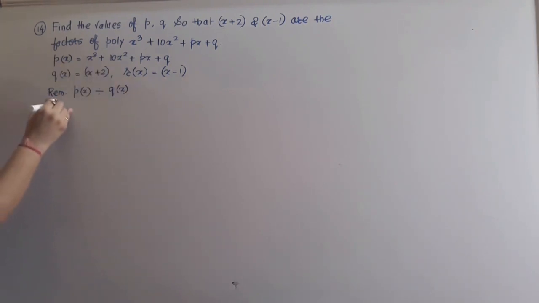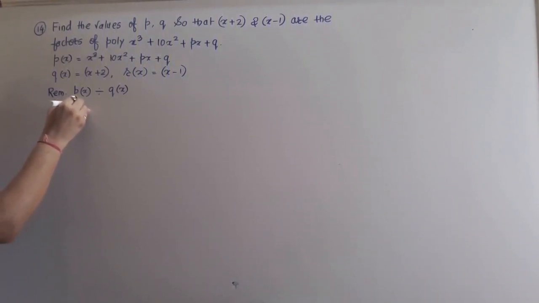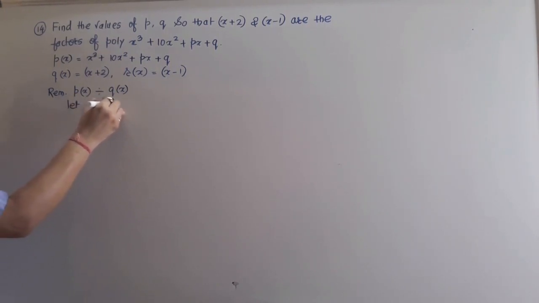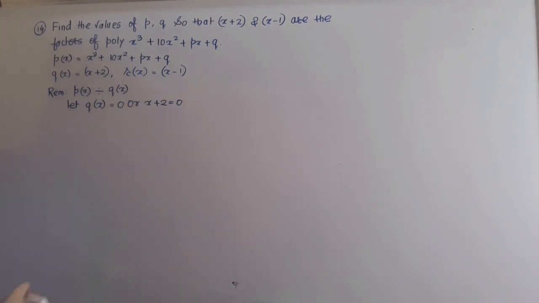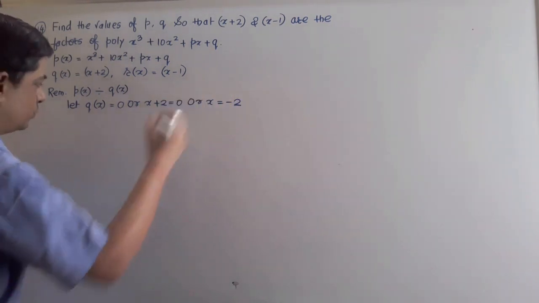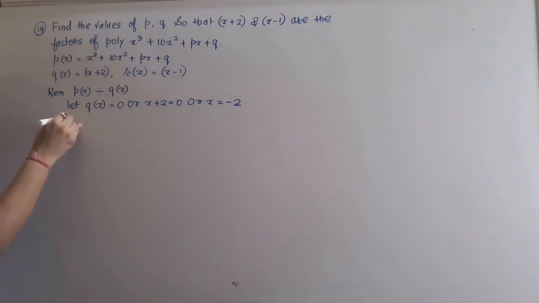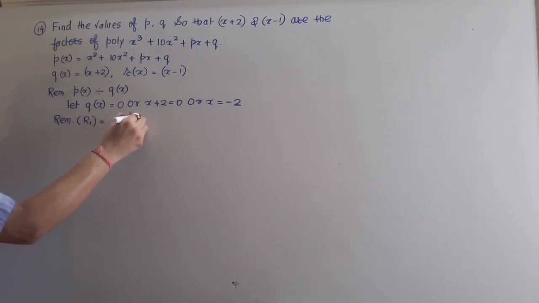That remainder I will suppose as r1, right? Now before that, one thing we forgot here: when we are finding the remainder, I need to keep the divisor equal to 0. So that we have not kept. Let us keep the value of q of x equal to 0. So what is the value of q of x given here? x plus 2. That will be 0. And we can say that here the value of x is equal to minus 2. Now let us find the remainder that we are supposing as r1, and that can be written here as p of minus 2.